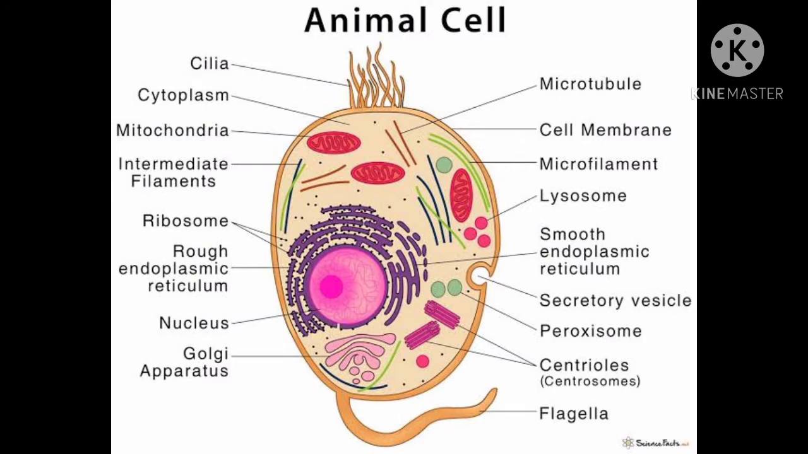Next is cytoplasm. Cytoplasm is the jelly-like substance found inside the cell. All the cell organelles are embedded in the cytoplasm. Protoplasm. Protoplasm is the living substance present in a cell. It includes the cytoplasm, the nucleus, and the other cell organelles confined within the cell membrane.